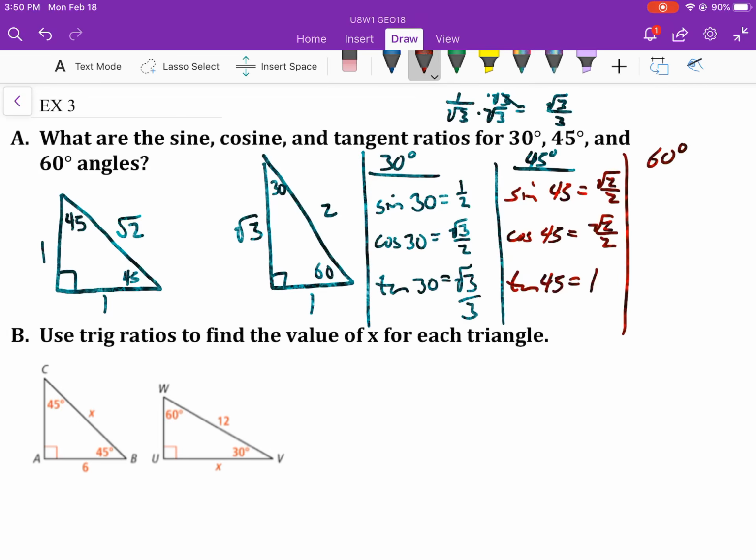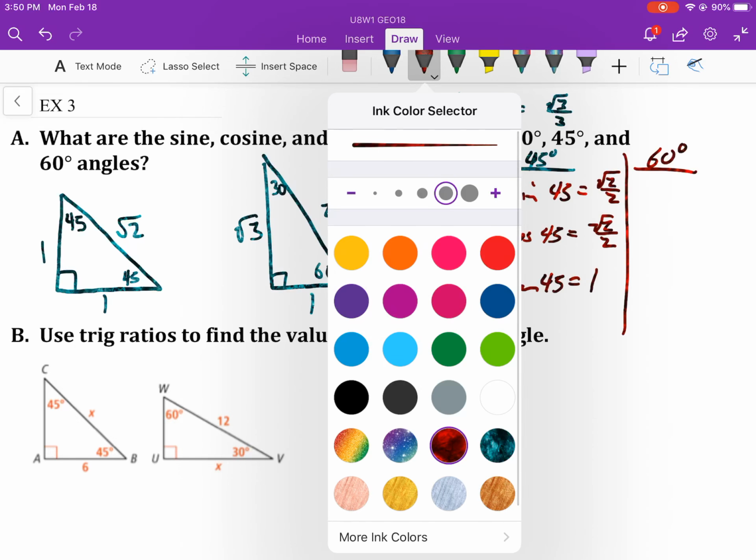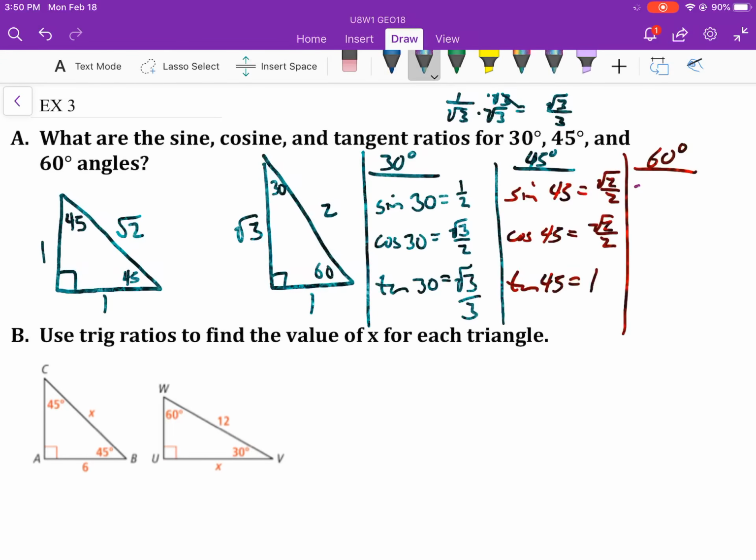Last but not least, 60 degrees. Sine of 60 is equal to square root of 3 over 2. Cosine of 60 is equal to 1 over 2. And tangent of 60 is equal to square root of 3. So now all these ratios are going to be present in the unit circle.